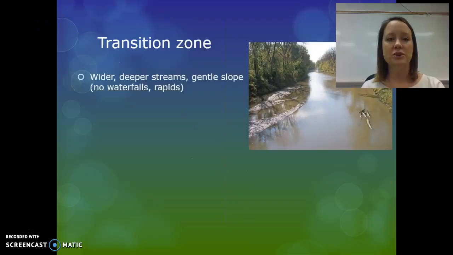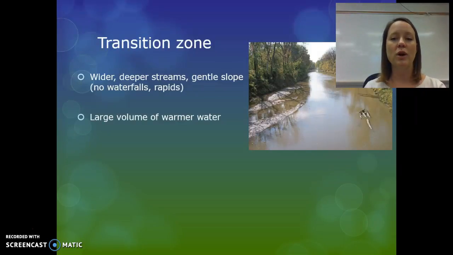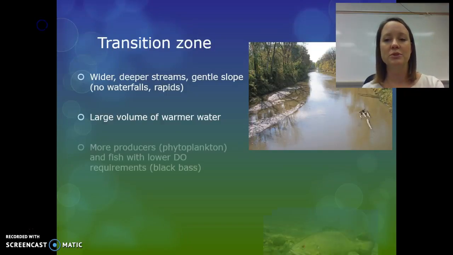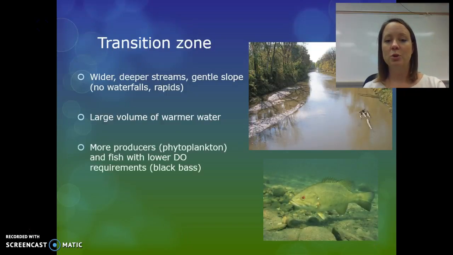In a transition zone, they're a little bit wider and deeper because there's a more gentle slope, so we don't have the waterfalls and rapids that we do in the source zone. A larger volume of warmer water is carried because this is further down the drainage basin, so you have tributaries that run into larger rivers. It's warmer because it's slower moving and able to absorb sunlight. There's more producers like phytoplankton, so we don't depend on oxygen from the air. There is a lower level of dissolved oxygen, so the type of fish that live there are adapted to that, like the black bass you see below.